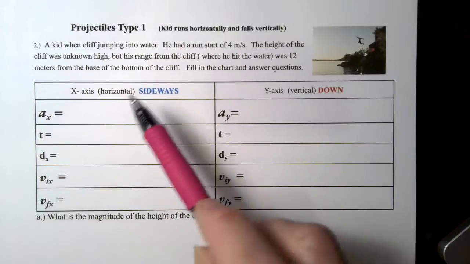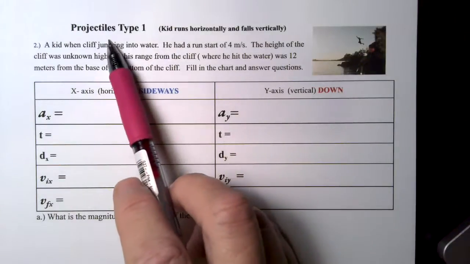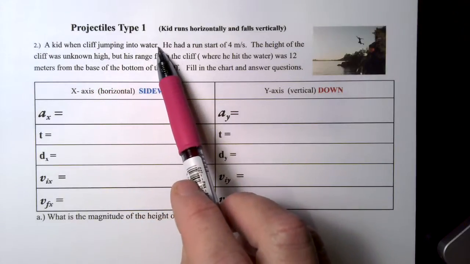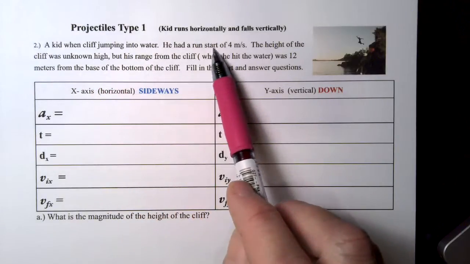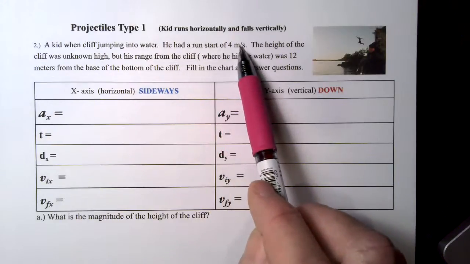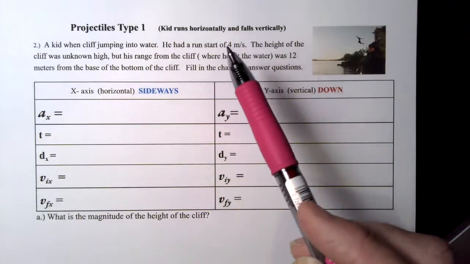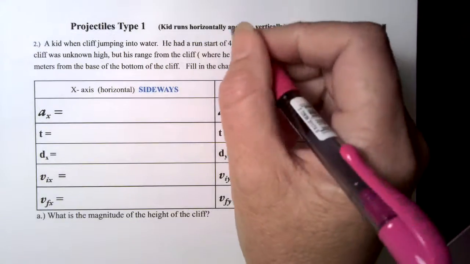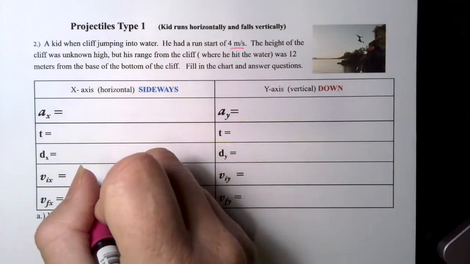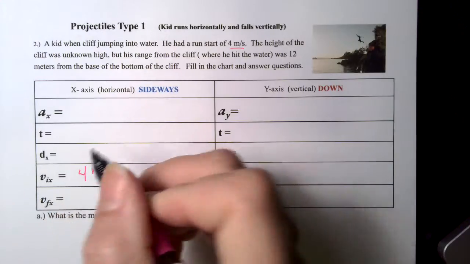Yeah, I'll clean this up for next year. But when a kid jumps in the water, so a kid cliff jumping into the water, put maybe a comma here: he ran. He had a running start of 4 meters per second. Go back. You guys should pay attention in English class. Goodness gracious.